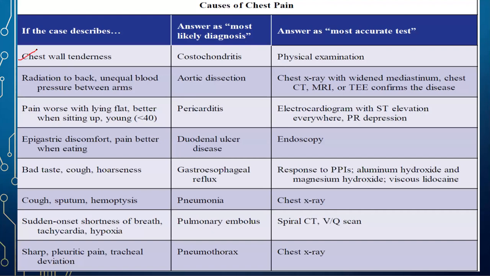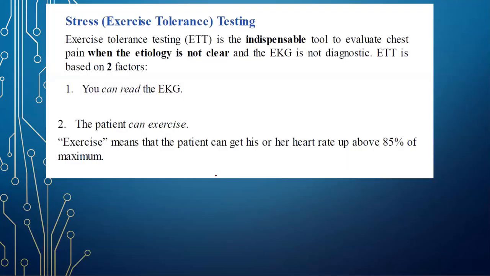Anytime you see chest wall tenderness, think about costochondritis. If there is chest pain radiation to the back and there is unequal blood pressure between arms, aortic dissection. Pain which is worse with lying flat, better with sitting up, pericarditis. When there is epigastric discomfort and pain associated with eating, duodenal ulcer, and others like pulmonary embolism, pneumothorax, pneumonia, we already discussed, not very important to go through now.